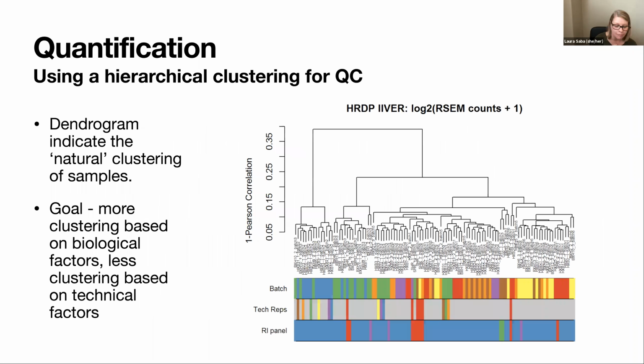This is just an example, and I know I'm brushing over this. I'm way over time here, so some of these details you can feel free to read later, but I want to make sure we get through the differential expression. So here's just an example of a hierarchical clustering map and some of the things that we're particularly looking for.